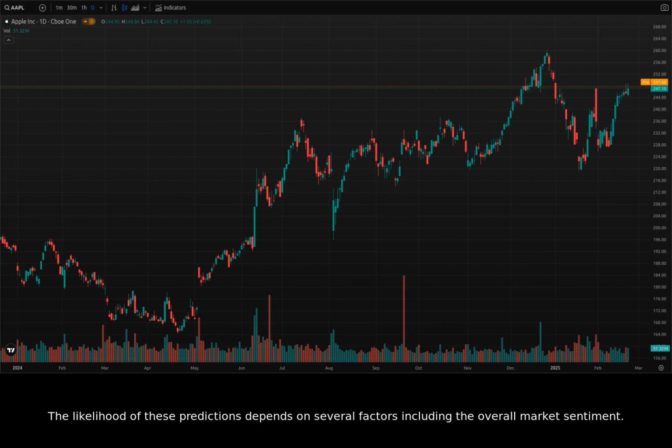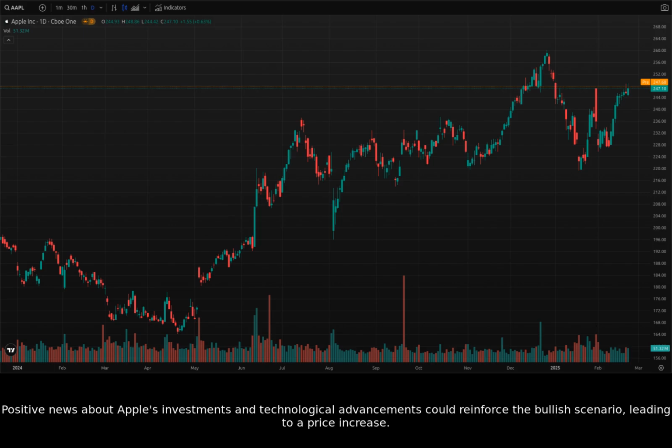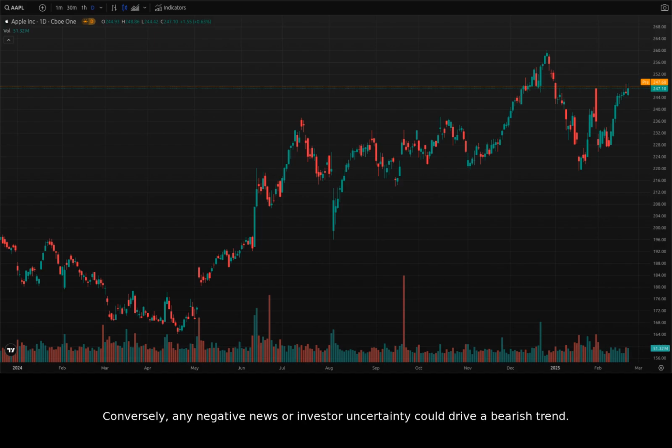The likelihood of these predictions depends on several factors, including the overall market sentiment. Positive news about Apple's investments and technological advancements could reinforce the bullish scenario, leading to a price increase. Conversely, any negative news or investor uncertainty could drive a bearish trend. To stay updated, it's crucial to monitor news developments regarding Apple, along with the overall market conditions.